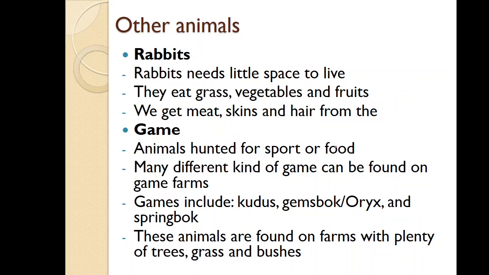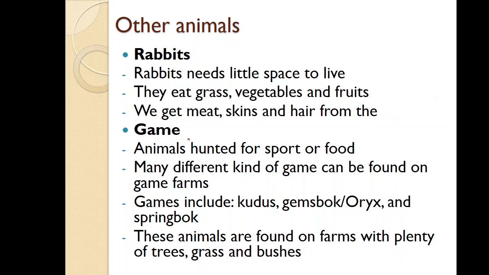And then moving on to other animals which people also farm with, we have rabbits. Rabbit farming. The rabbits need little space to live, so they don't really need a lot of space. They can also be kept in cages. And the rabbits eat grass, vegetables, and fruits, so they're herbivores. And we get meat, skins, and hair from the rabbit.